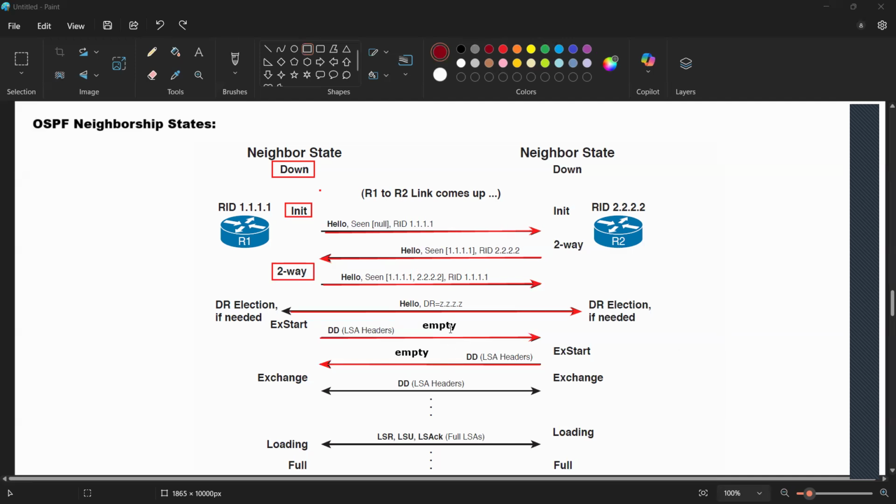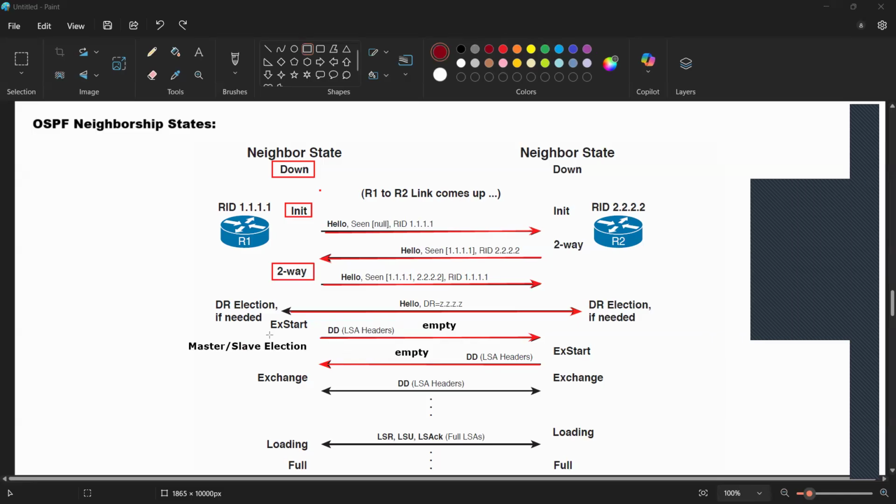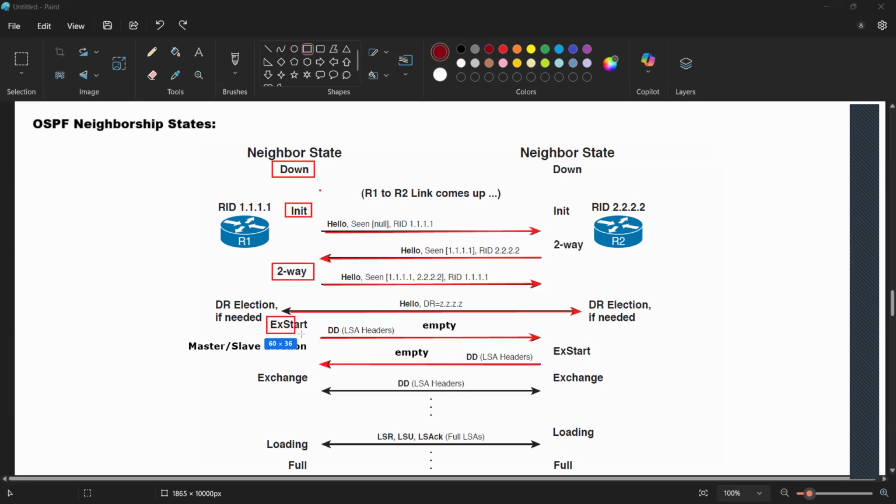Okay, these are empty. They will decide who will become the master and who will become the slave. So here that election happens, that election we call a master slave election. The state where they are exchanging the empty database description, they are not actually exchanging the database. They are just preparing so that they can start database exchange. Since they are preparing, they are in the ExStart state. That means exchange start. So they are preparing to exchange the database.